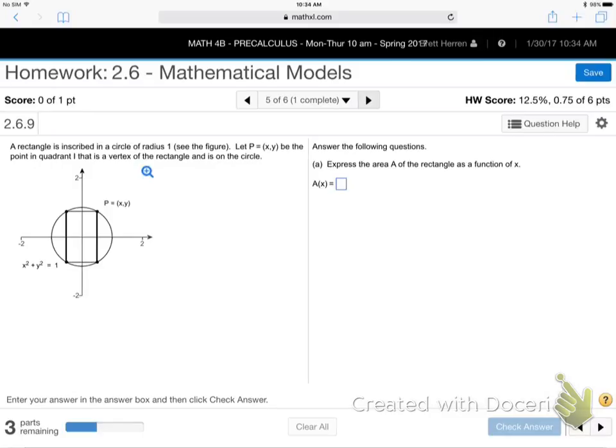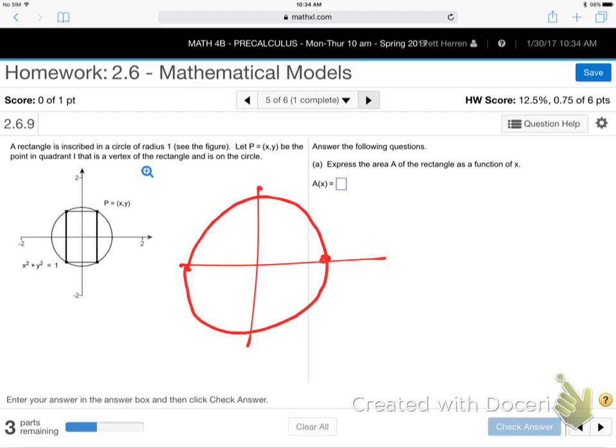Okay. So same kind of thing. Oh no, this is a little tricky. A rectangle is inscribed in a circle of radius 1. Okay, so basically they're saying, hey, take a circle of radius 1. That means this is over 1, this is back 1, this is up 1, this is down 1. Circle of radius 1. And they're saying, hey, put a rectangle in there.